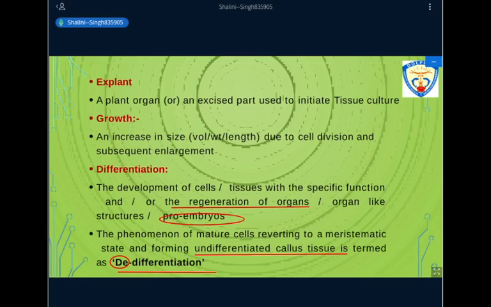You are converting your cells into forming a callus tissue. So what is a callus? You are taking mature cells, that means the explant, then you are reverting to a meristematic state. Now what is a meristematic state? Meristematic state is a highly dividing state of a cell. When the cell is at its most active stage, it is in the highest cell division.